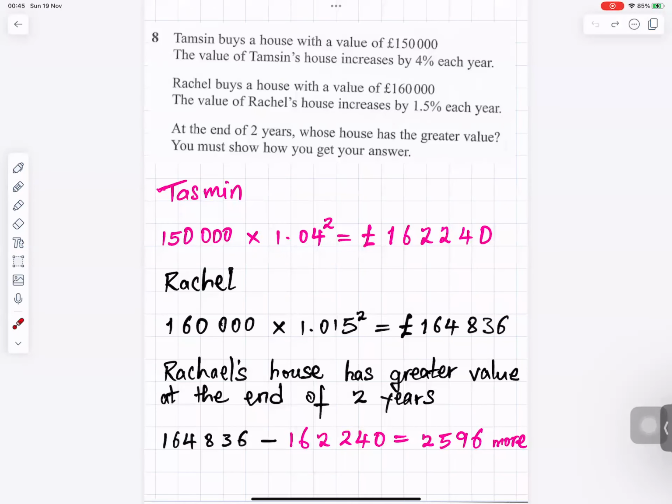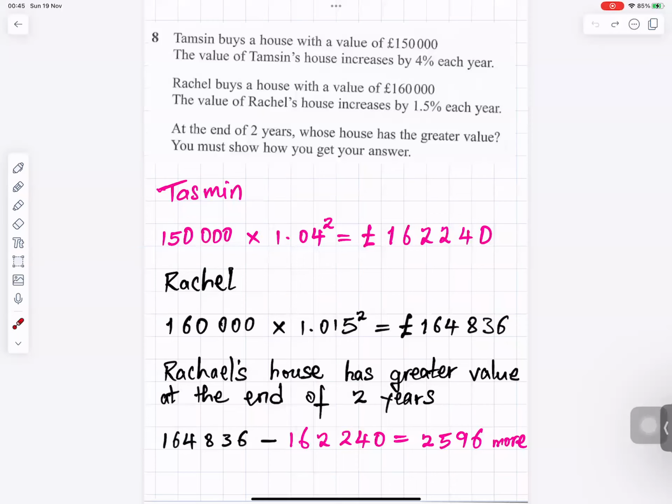Question 8. Tasmin buys a house with a value of 150,000 pounds. The value of Tasmin's house increases by 4% each year. Rachel buys a house with a value of 160,000. The value of Rachel's house increases by 1.5% each year. At the end of 2 years, whose house has the greater value? So let's start with Tasmin.